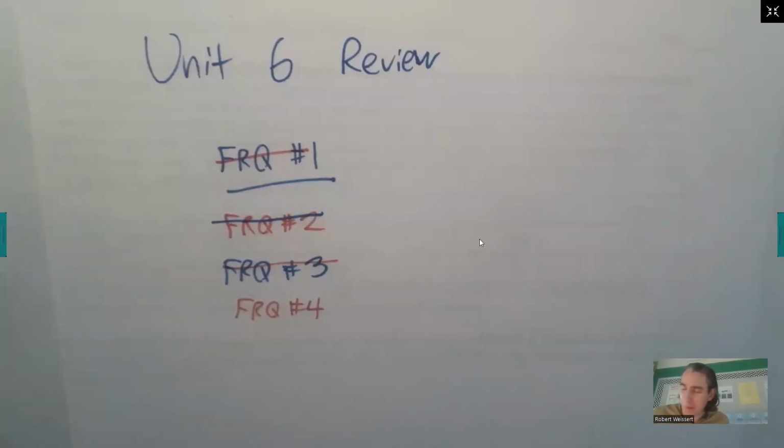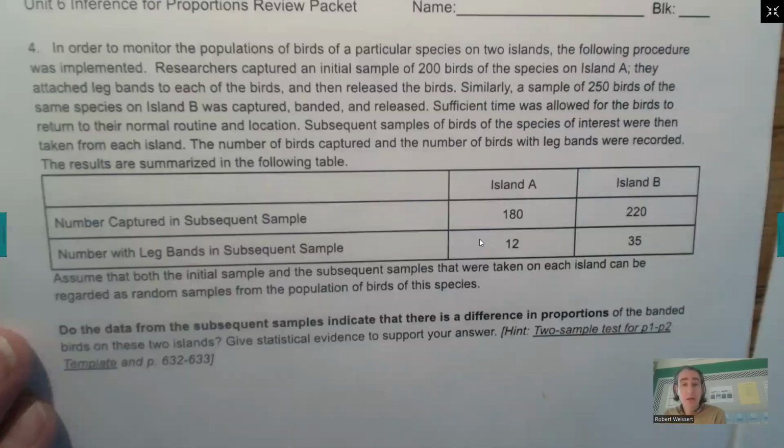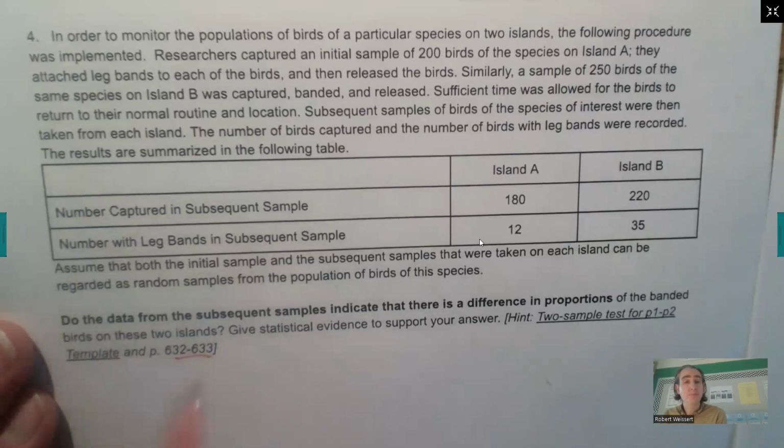Welcome back. We're going to be going over FRQ number 4 in our Unit 6 review packet. I'll have that packet linked in the video description. And of course, I'm going over chapters 8 and 9 in the Practice of Statistics textbook, updated 6th edition. So all the references you see on the pages will be from that textbook.